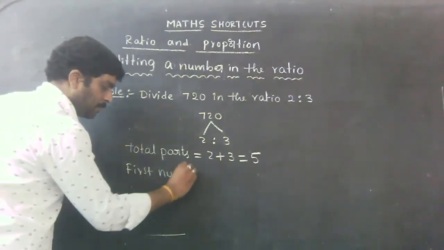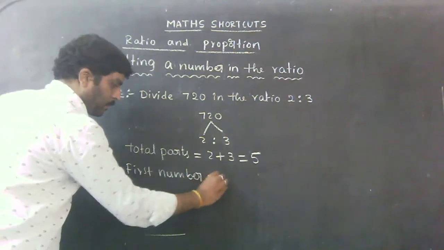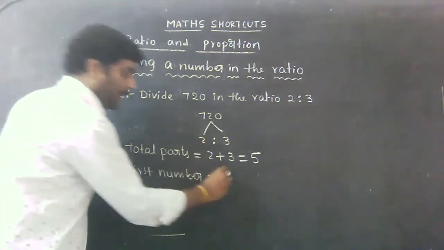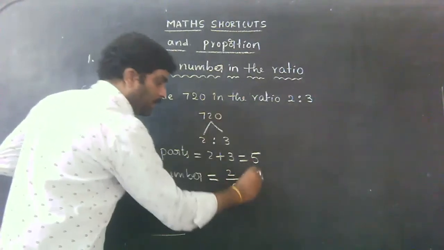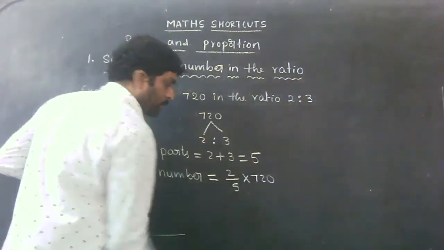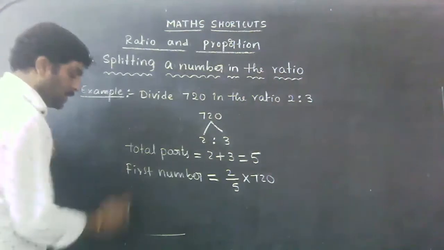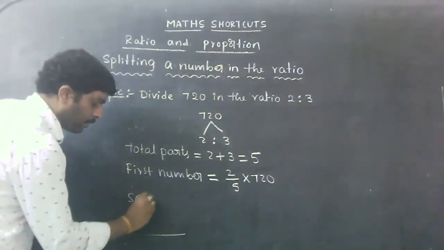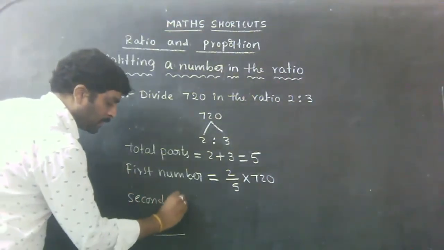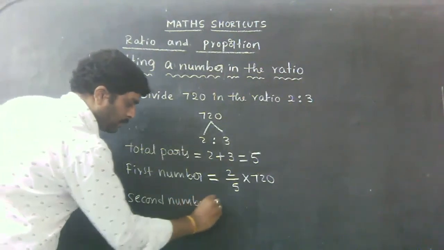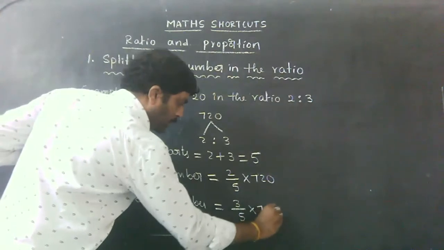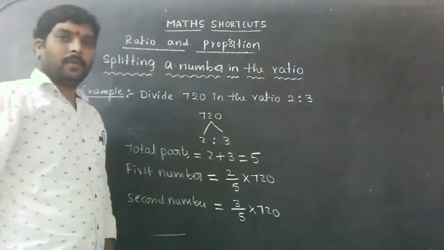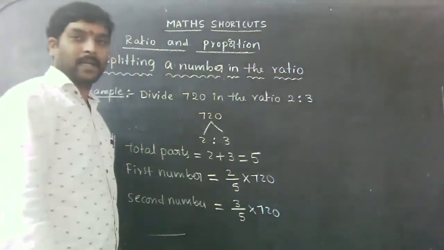The first number. How many parts? 2 parts out of 5, into the total number 720. And the second number is 3 by 5 into 720. If you simplify this, you will get the numbers.